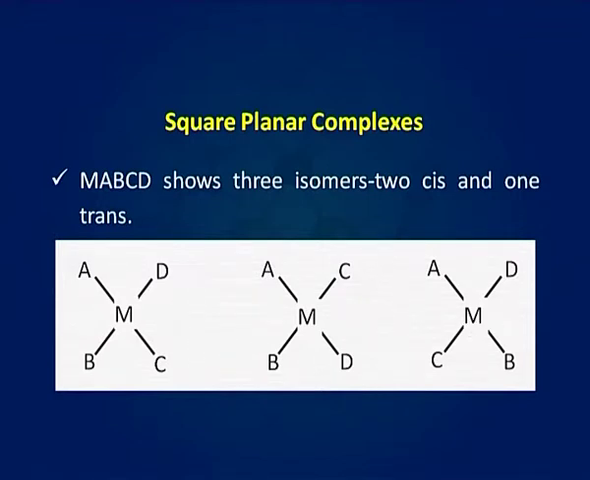But if we consider the two ligands A and D, you can see in this form A and D are at cis positions, here A and D are at trans positions, and in this one A and D are at cis positions. So, with respect to the ligands A and D, this form is cis, this one is trans and again this one is cis. Hence, 2 cis and 1 trans form.